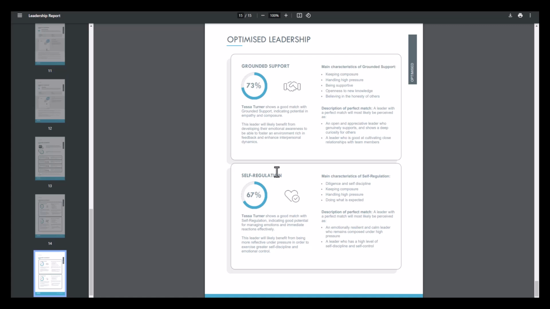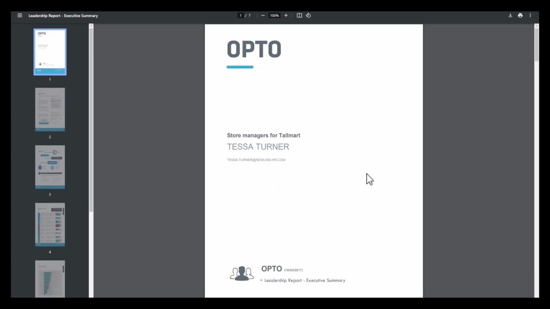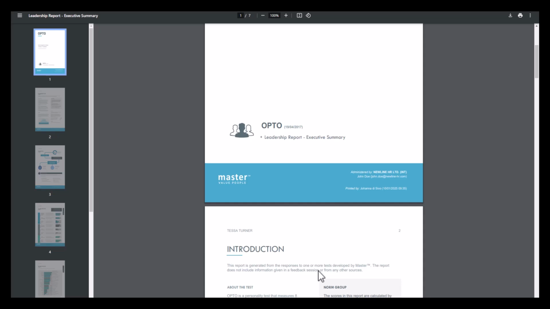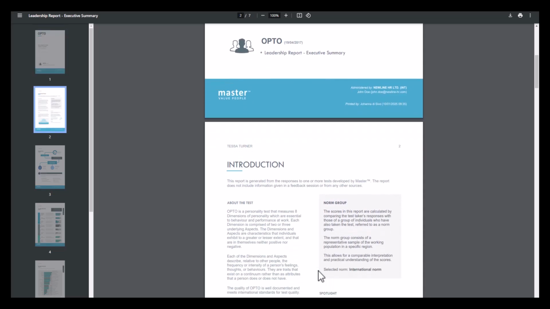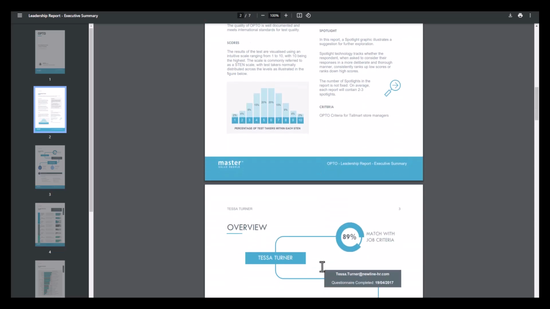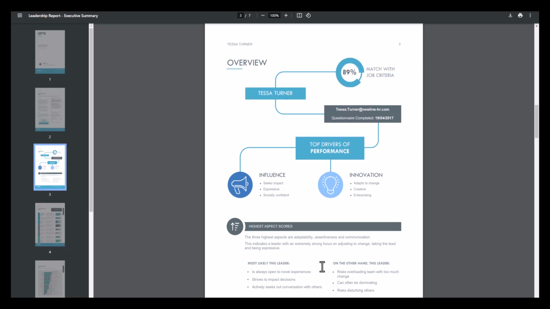Now we will look at the more summarized version, primarily designed for recruiting managers and other stakeholders. If we look at the first page, it's identical to the detailed report, except that it also says Executive Summary. You'll notice that the two reports are very similar, but this one is shorter and contains fewer details. On page 2, there is the introduction page, but on page 3, we start to see some differences.